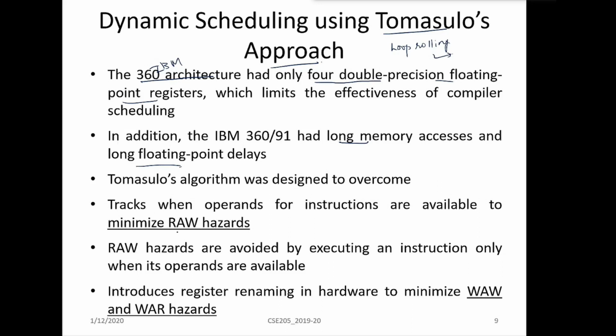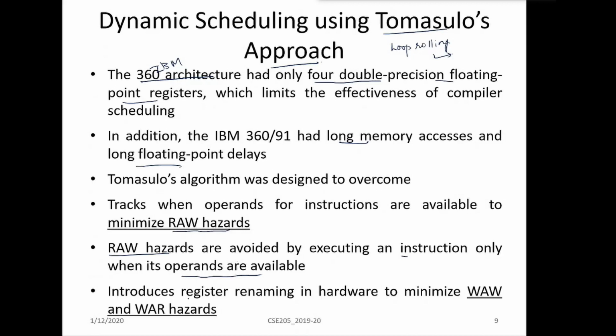What has to be done is that this has to be minimized. It cannot be removed, but it has to be minimized. We need a mechanism to track until the data operand is available, and immediately go for execution. The RAW hazards are avoided by executing an instruction only when the operands are available. It's quite natural, because a RAW hazard is a true data dependence. Only when the operands are available do we go for execution.